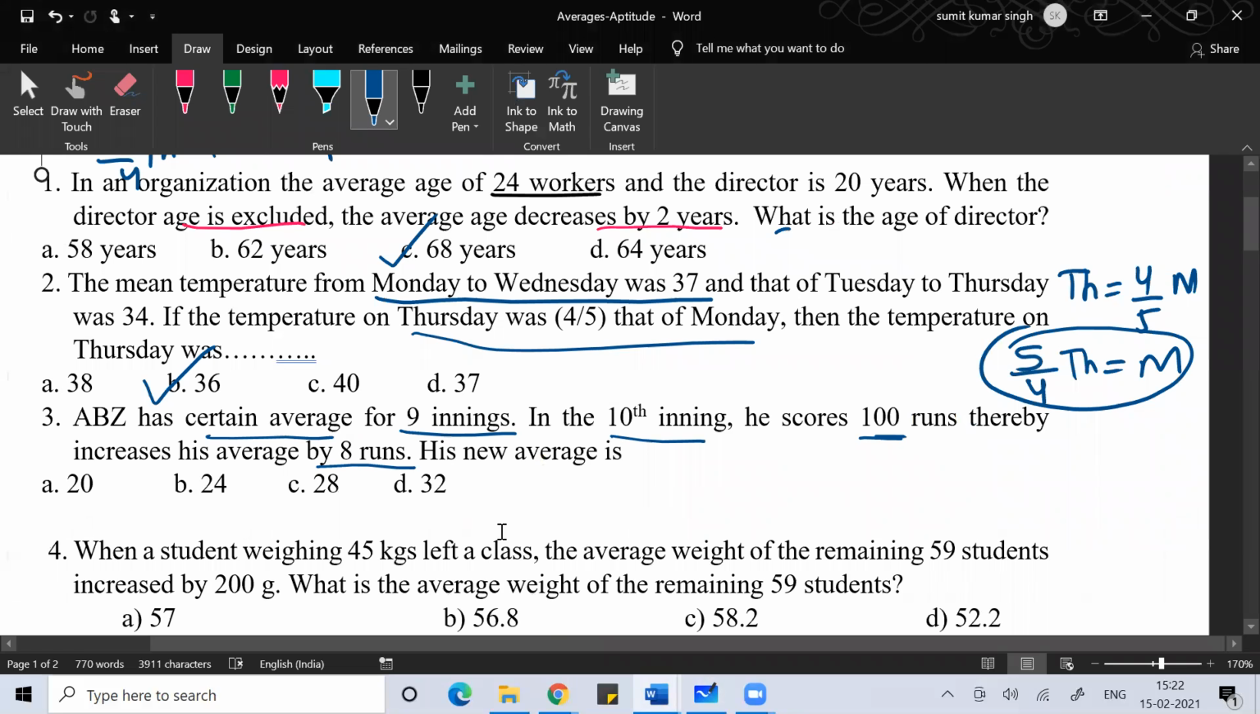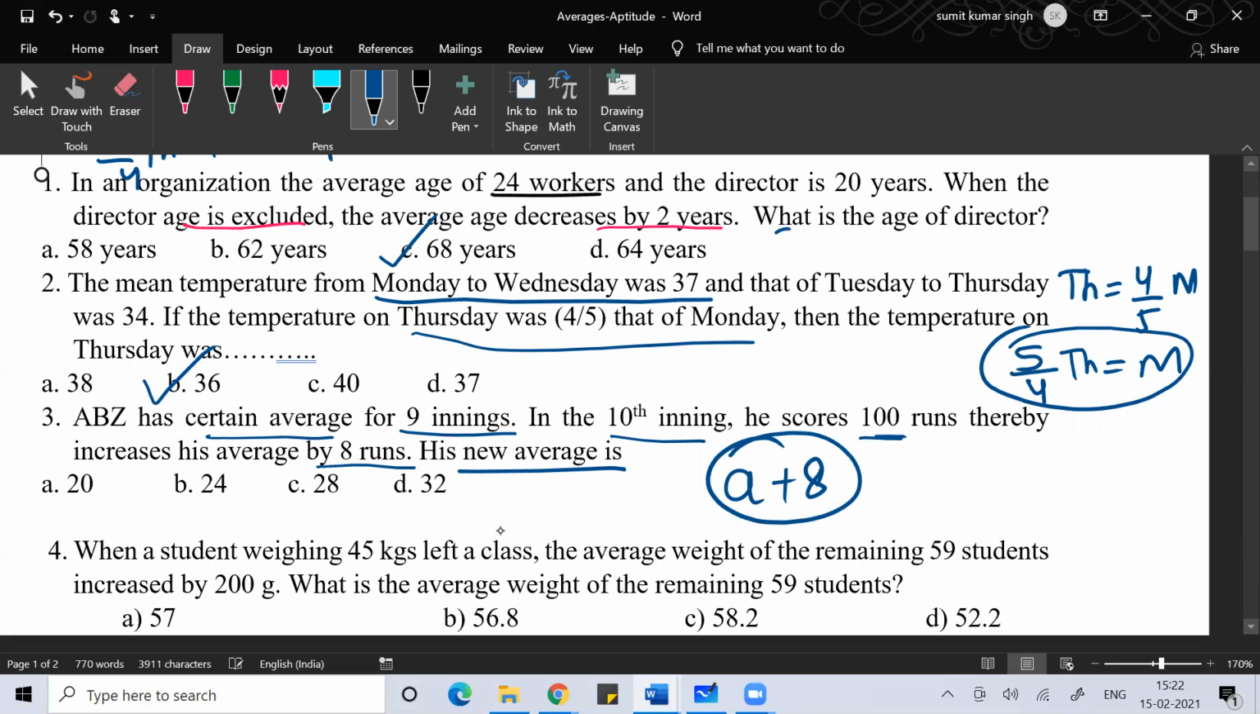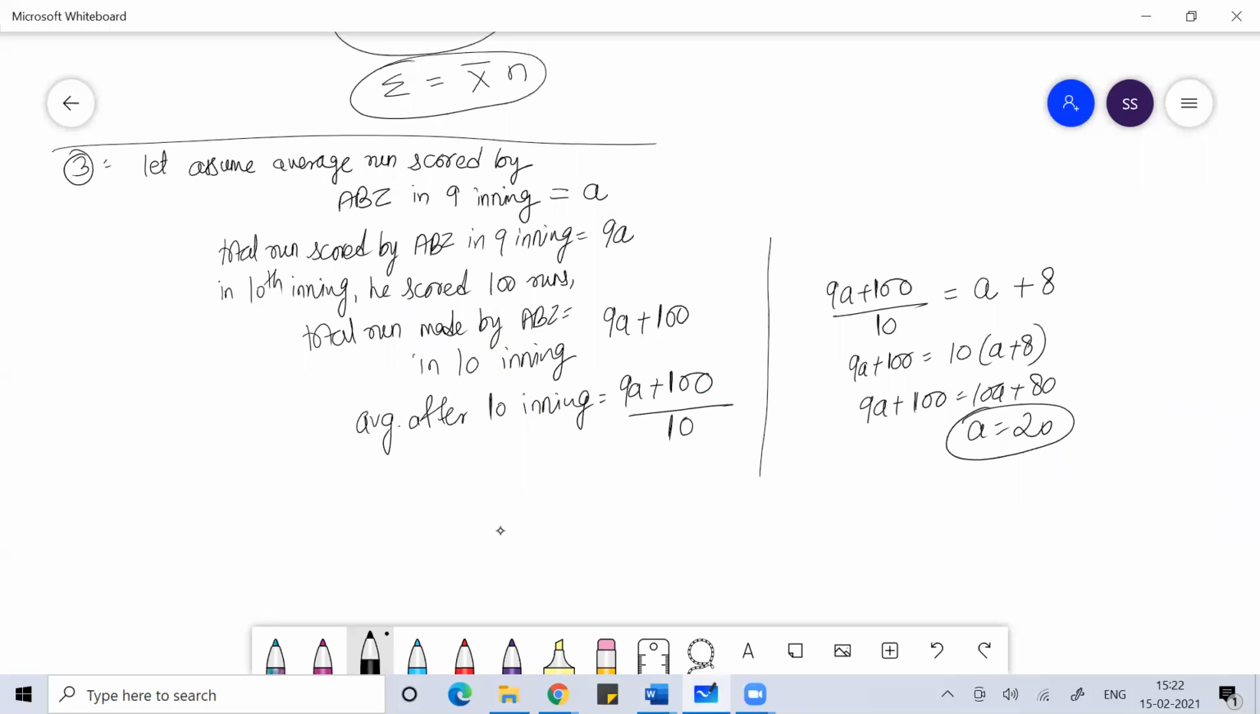But in this question they're asking you the new average. They are not asking his old average. His new average is what? Earlier his average was A, now his average becomes A plus 8. After he made 100 runs, his average increased by 8 runs. So what is the new average? His new average is basically A plus 8, so that is 28 runs. That is his new average.